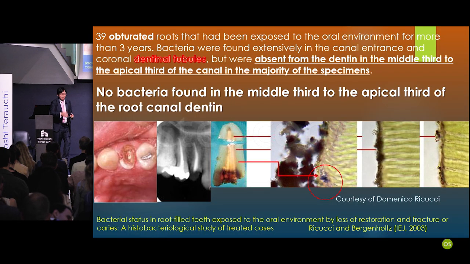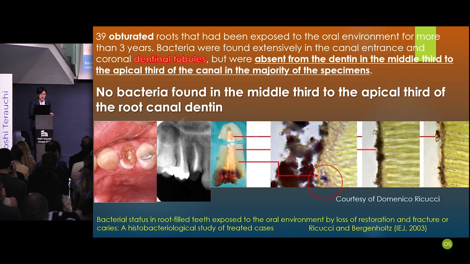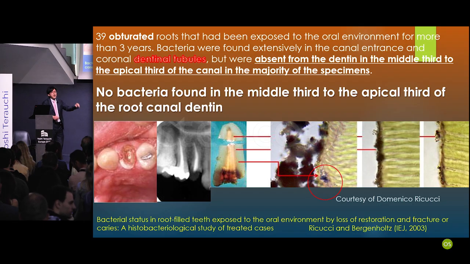So again, Dominic is gone. He examined 39 obturated roots that had been exposed to the oral environment for more than 3 years. He did a histological study, but he found bacteria only in the coronal 1/3. No bacteria in the middle 1/3, no bacteria in the apical 1/3. He found bacteria only in the coronal 1/3. Even though the tooth was open to the oral environment for more than 3 years, bacteria didn't get into the apical 1/3.